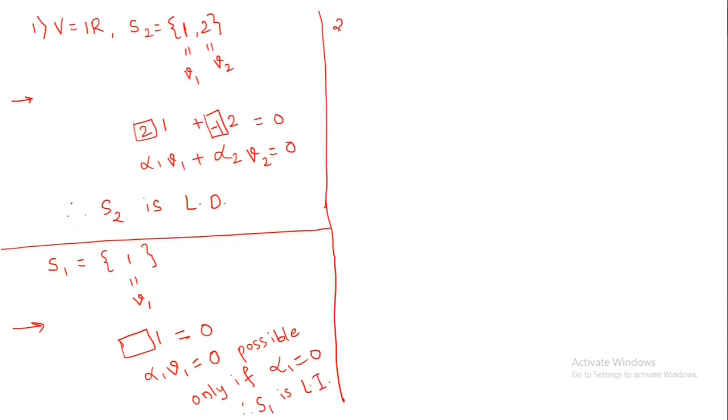Now let us go for the second example. In the second example, our V is R2. Our set S1 is containing which vectors?